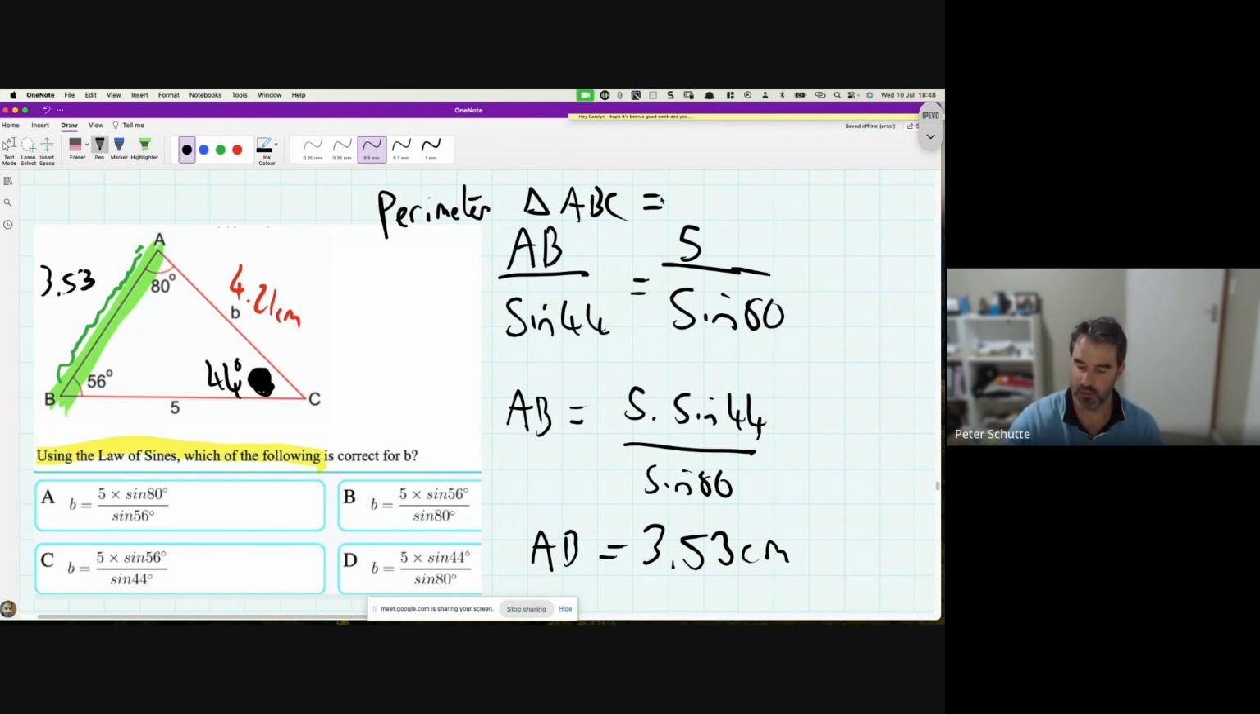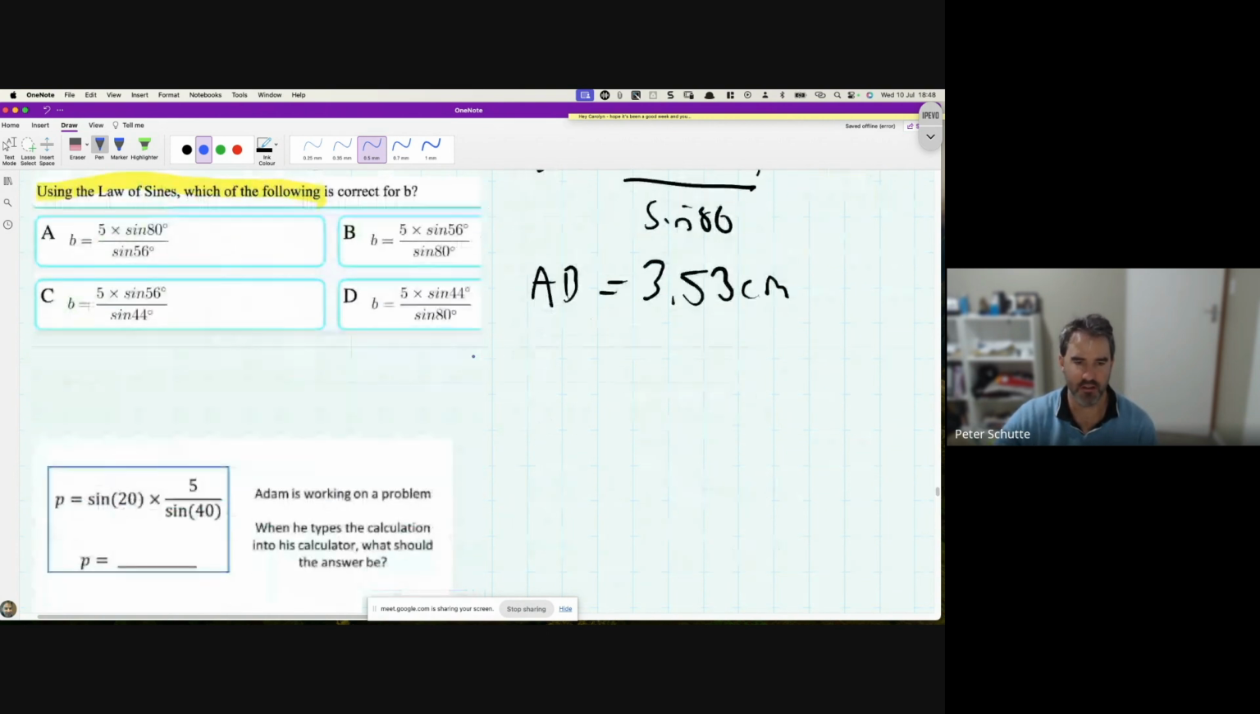So all I need to do with this is add up the length of the sides that I've got already. So 5 plus 3.53 plus 4.21 is equal to 12.74. And this would be centimeters, is the perimeter of the shape. Nicely done, Silikani and Rulani. Very nicely done. All right, let us keep looking.